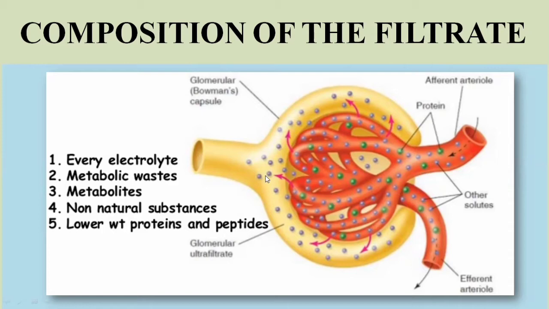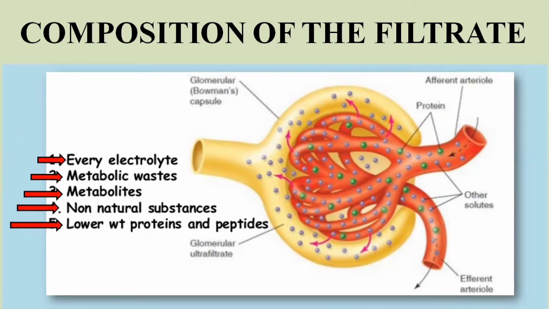The filtrate formed has a specific composition. What does it contain? It does not contain the large proteins. Large proteins stay inside the blood capillaries because they cannot pass through this membrane. The filtrate is composed of the plasma and contains other soluble and small particles. It contains the electrolytes, certain metabolic waste produced through different metabolic processes in the body, different metabolites that have to be eliminated from the body, some useless substances, and low molecular weight proteins and peptides.